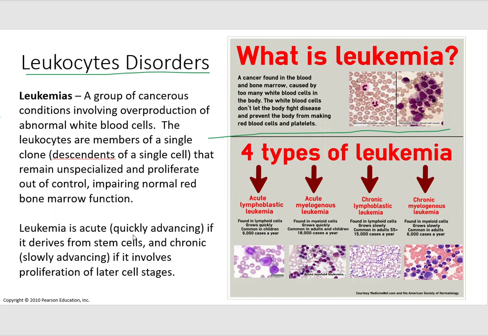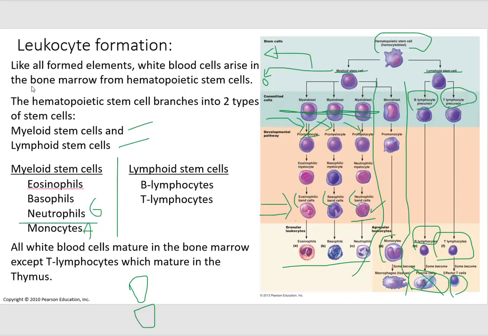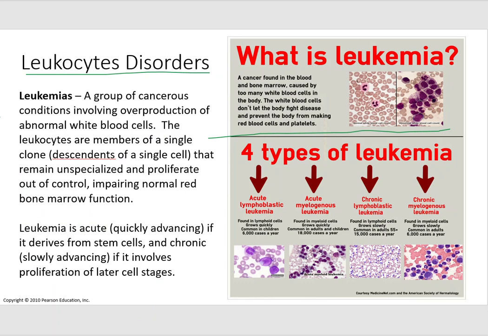Leukemias can be acute, quickly advancing, and these guys are coming from stem cells like the, let me go back again. Oops, go back further. Like these myeloid stem cells or even these myoblasts. Those guys are going to cause acute leukemias. Chronic leukemias are going to be something that's going to be a little bit further down the line from these guys. Acute lymphoblastic, that's going to be the lymphoblast. Grows quickly, is common in children, like 6,000 cases a year.